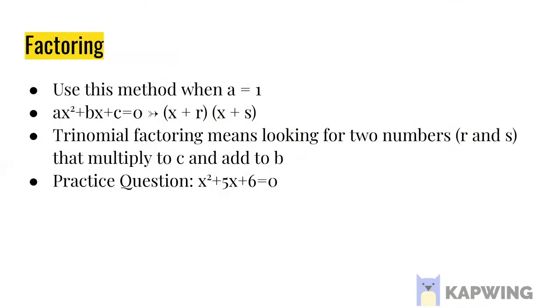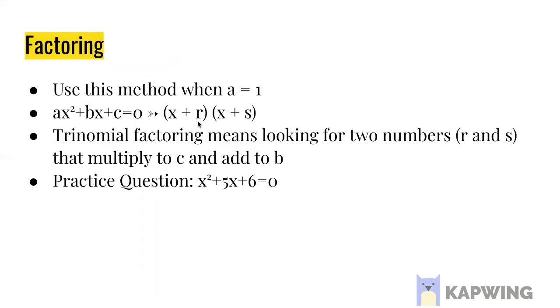So the second method is factoring, and you only use trinomial factoring when a is equal to 1. There are many types of factoring, but today we're talking about trinomial factoring. And when we are talking about trinomial factoring, we're essentially turning this ax squared plus bx plus c into this form, x plus r times x plus s. So you might be asking, well, what is r and what is s?